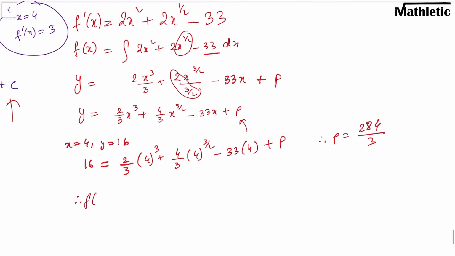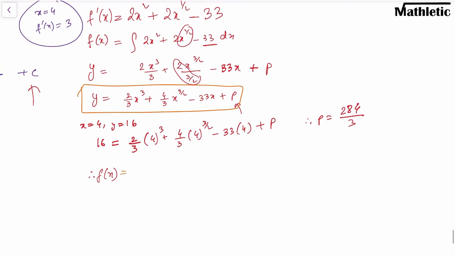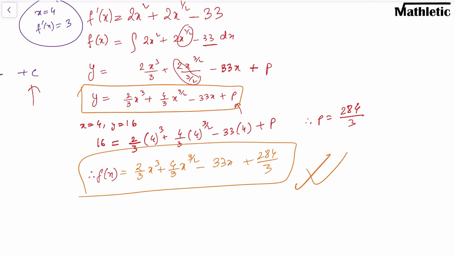So the equation f of x can be expressed now including the value of p. So 2 by 3 x cube plus 4 by 3 x to the power 3 by 2 minus 33x plus 284 by 3. That's the last line.